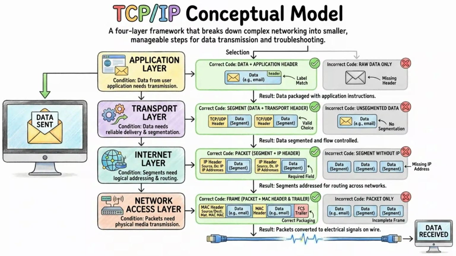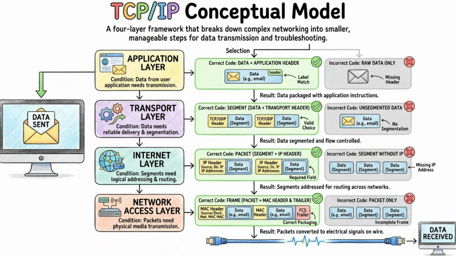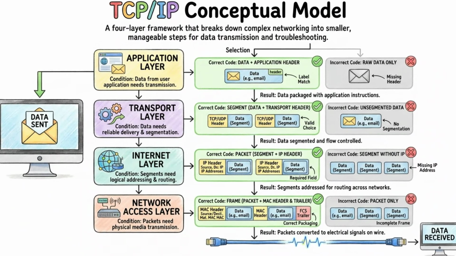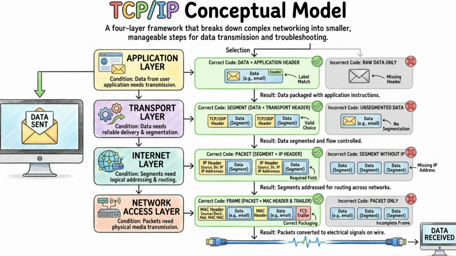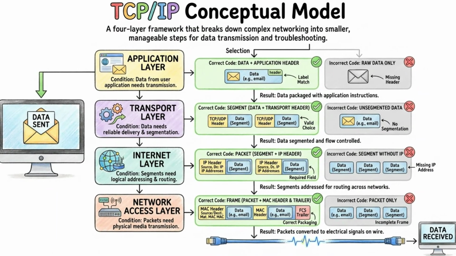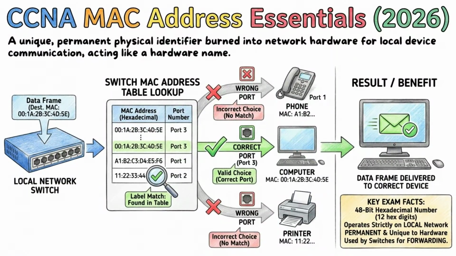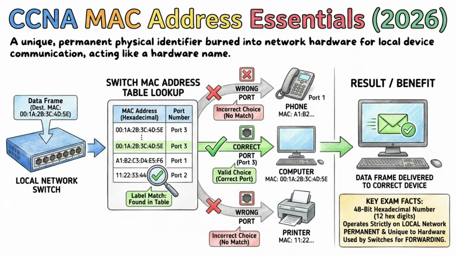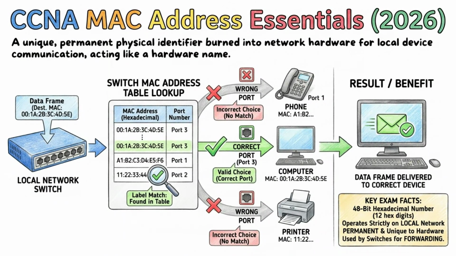When data is sent from your computer, it moves down through these layers, getting packaged with specific instructions at each step before finally becoming electrical signals on the wire. Mastering the layers of the TCP/IP model is an absolute requirement, as the entire Cisco curriculum is built completely around this layered approach. At the bottom of this process, dealing directly with the local switches, we have something called a Media Access Control Address, or MAC address.